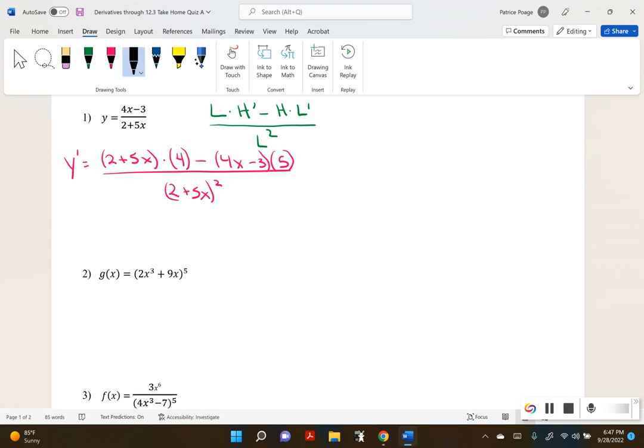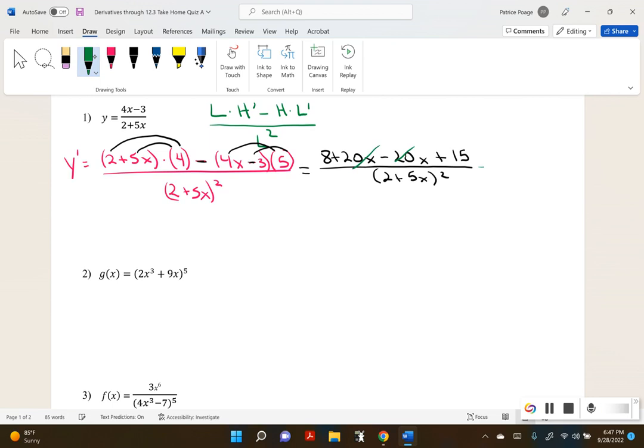All right. So I'm not going to mess with the bottom right now. I'm just going to multiply through on top. And so I get 2 times 4 is 8 plus 20x minus 20x. And then a negative here and a negative here makes a positive 15 over 2 plus 5x squared. All right, so the 20x's cancel. And we have 8 plus 15 is 23 over 2 plus 5x squared.